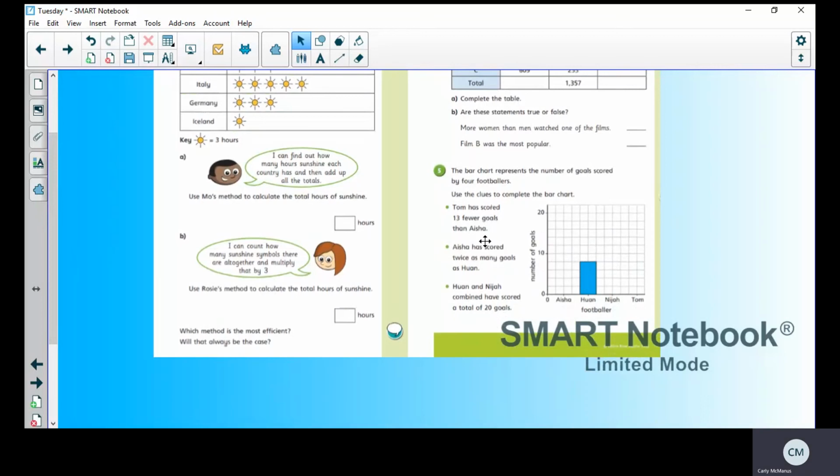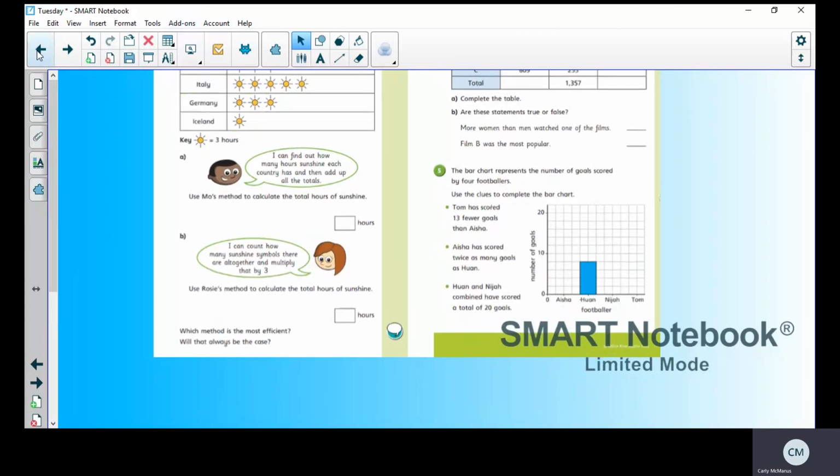Then once you've got Aisha's, you'll be able to do Tom's, because it says Thomas scored 13 fewer goals than Aisha. And then it says here, Hunan and Nigel combined have scored a total of 20. But if he's got 8 and combined with that, that would be 20. You need to figure that out. So it's all about having a look at the information in front of you and comparing it and having a look.